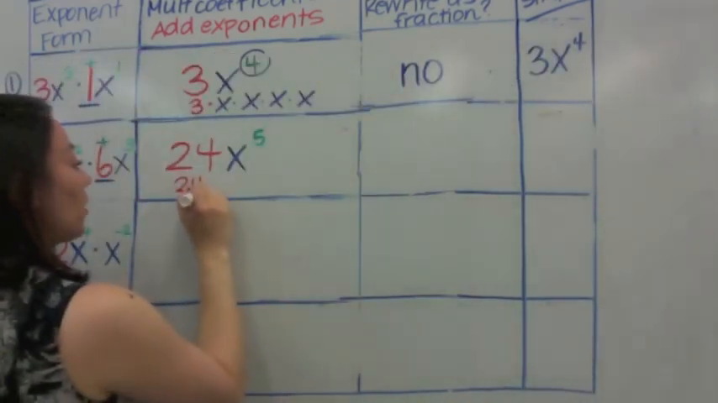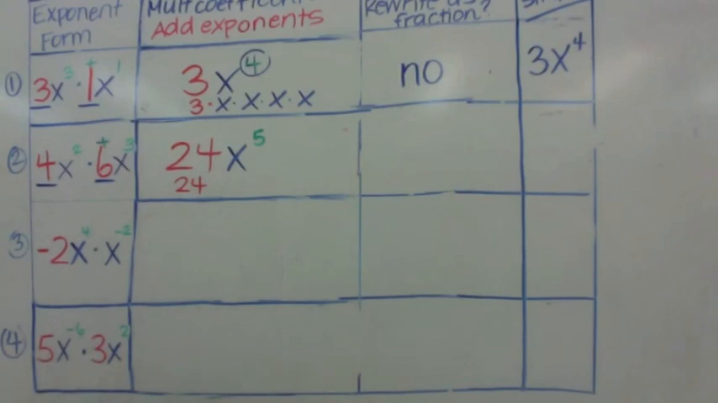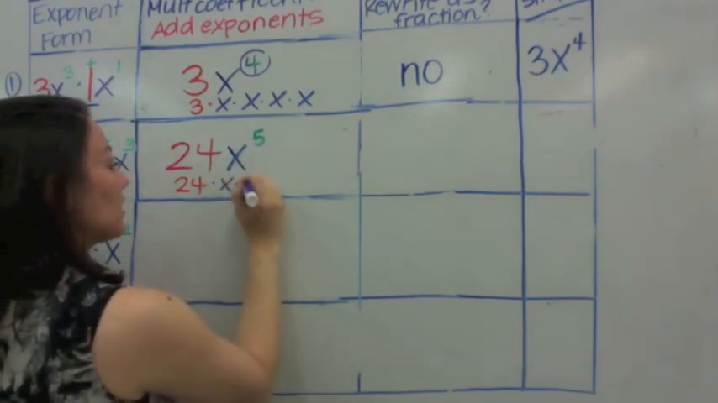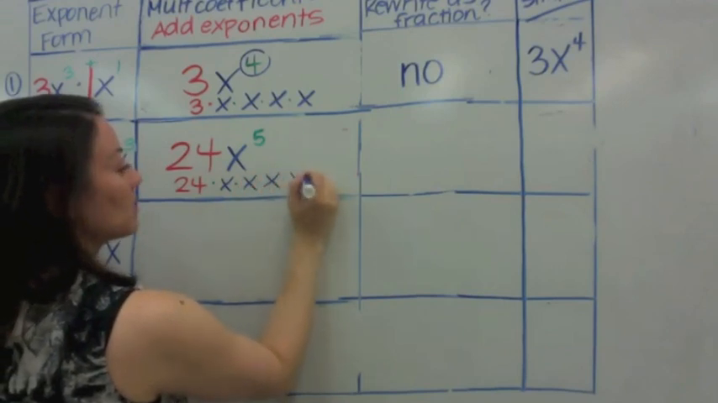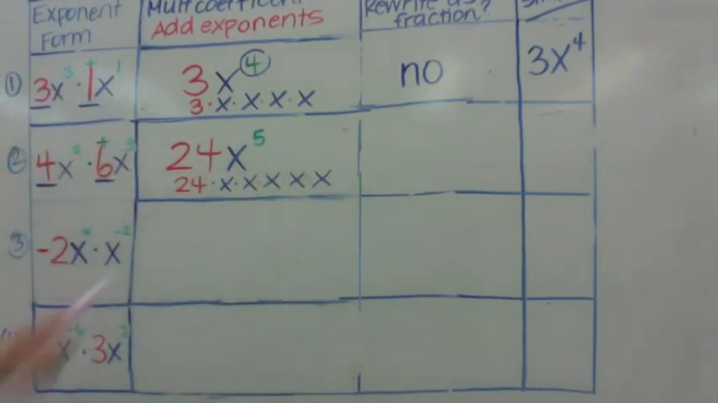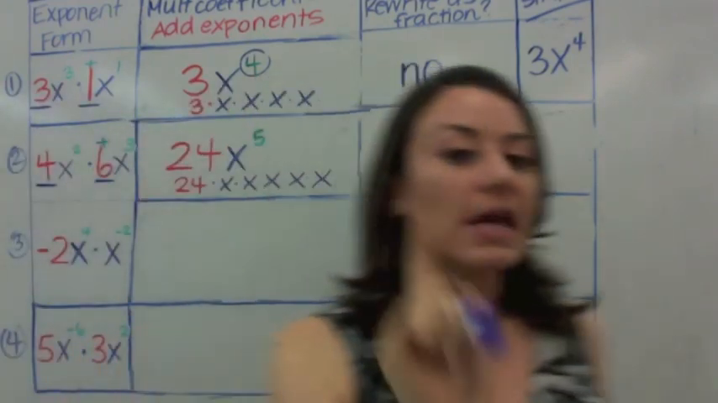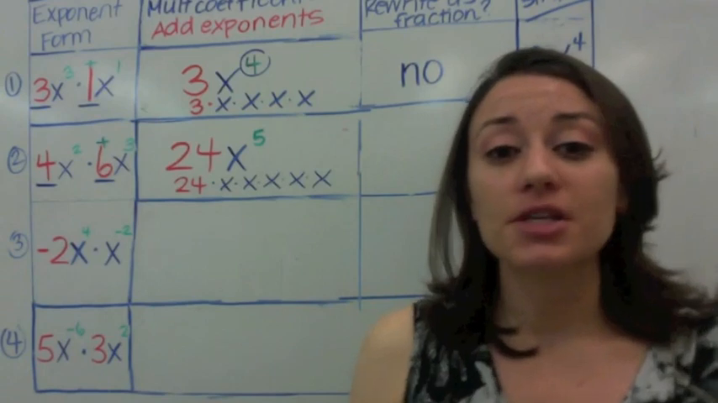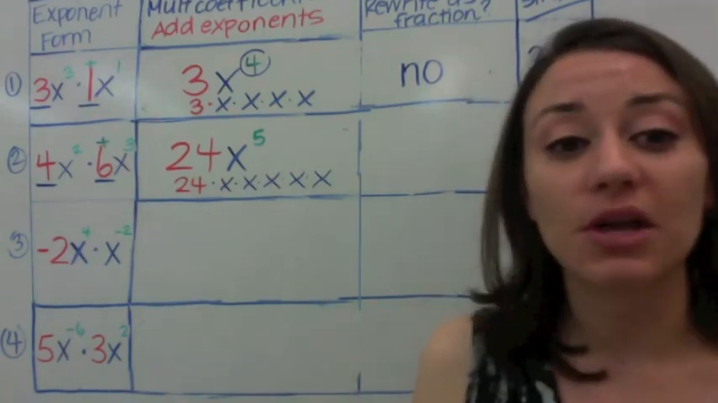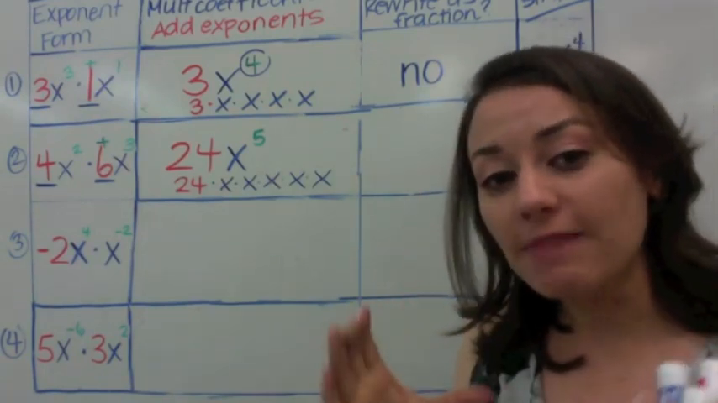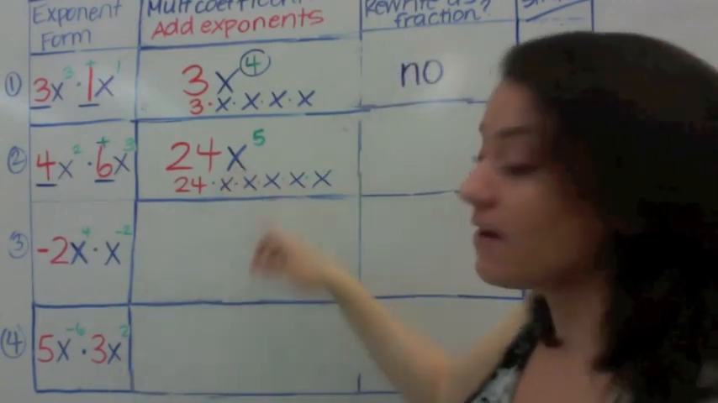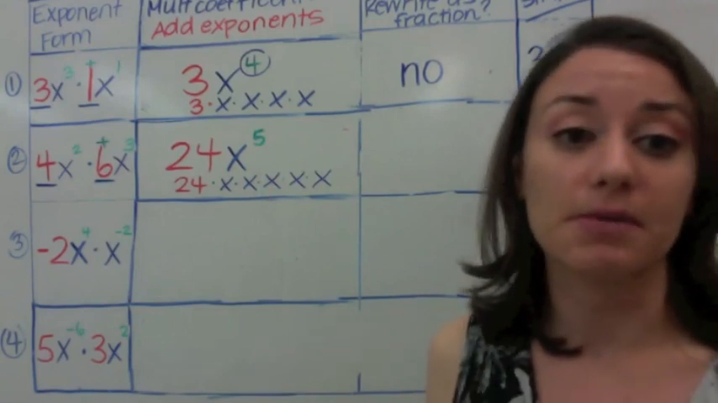Now, if you were to expand this, it would be 24. And how many x's would this be? How many x's? There's 5. So it would be x times x times x times x times x. All right? So this will be helpful for us later in the week when we divide. Okay, but when you multiply, you just need to know that you add exponents. And when you expand the base, and the base is a variable, you're going to multiply the variable by itself, which now is going to be a letter.